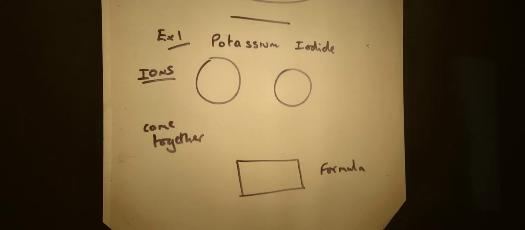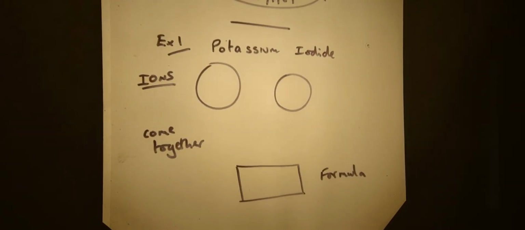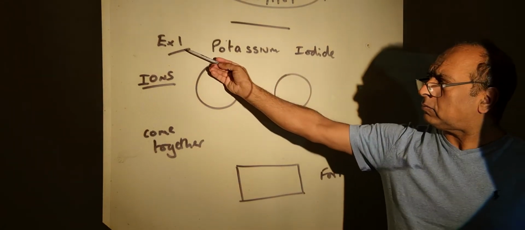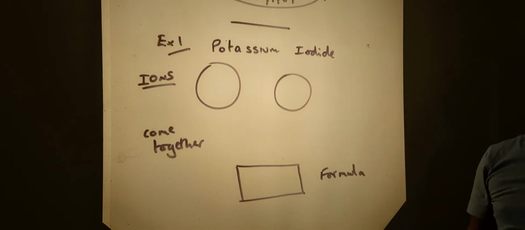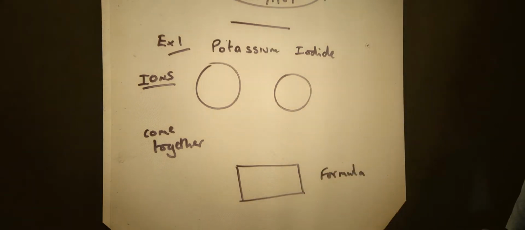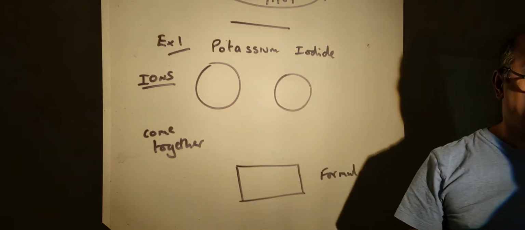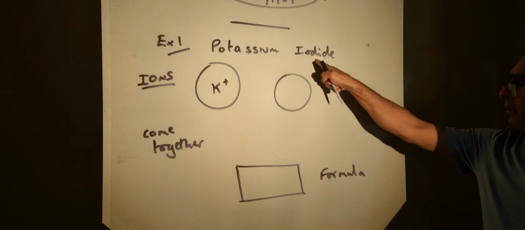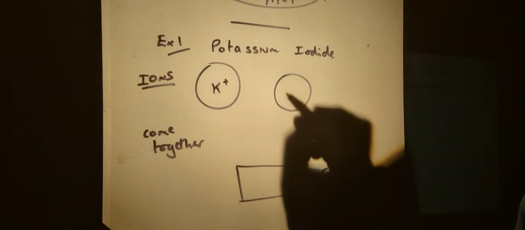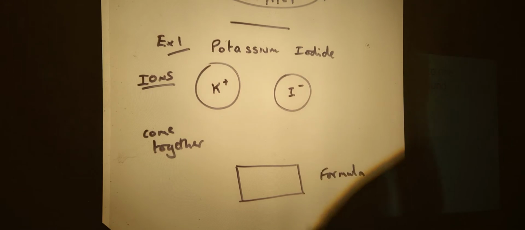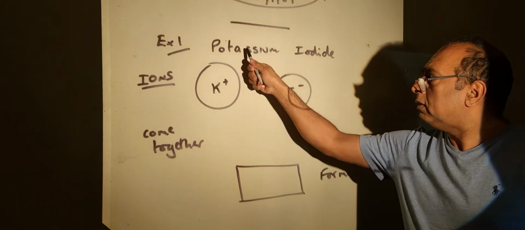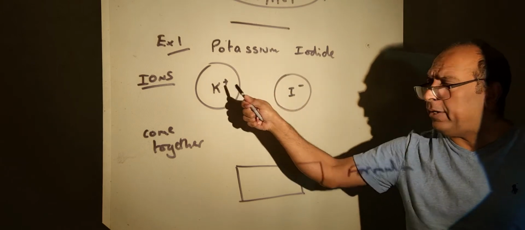So you can't see that, so it needs to be a bit lower. There we go. So potassium iodide. From the name, clearly potassium, you've learnt K+. Iodide, I-. So these are the ions from the name.